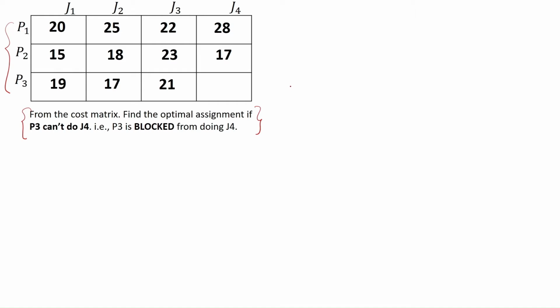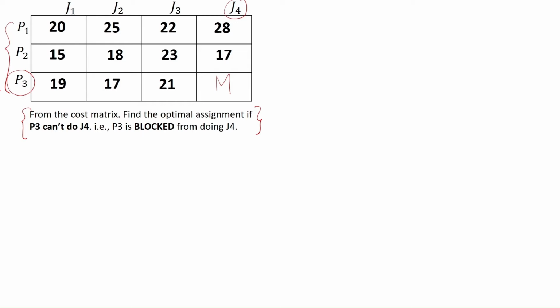The constraint is: find the optimal assignment from the cost matrix if P3 can't do job 4. That is, P3 is blocked from doing job 4. How would we approach this kind of a problem? If you want to block P3 from doing job 4, one logical thing to do is you fix a very large cost for this cell.